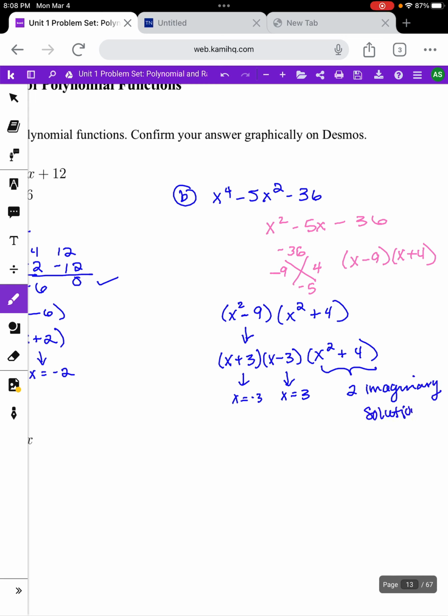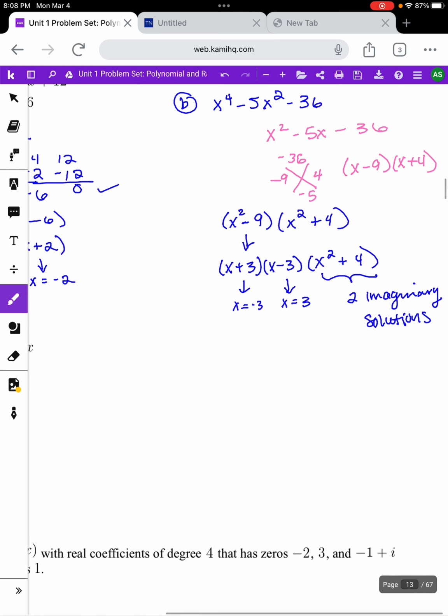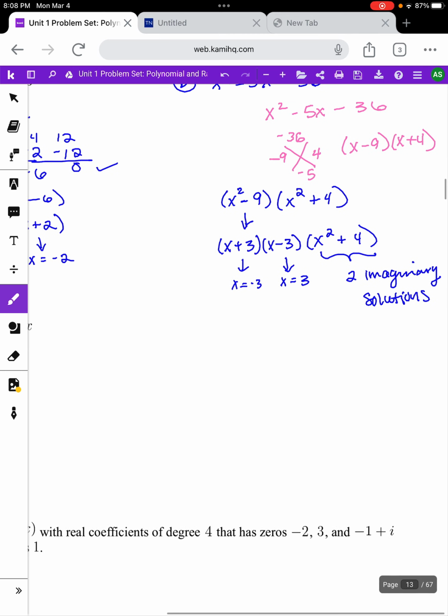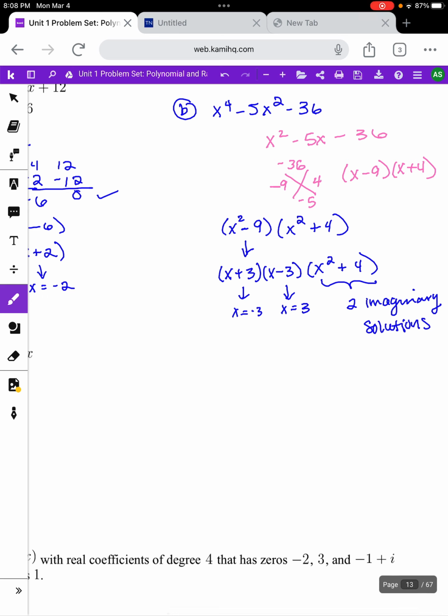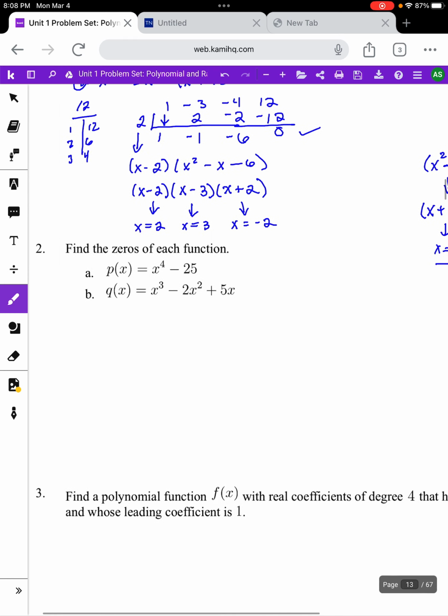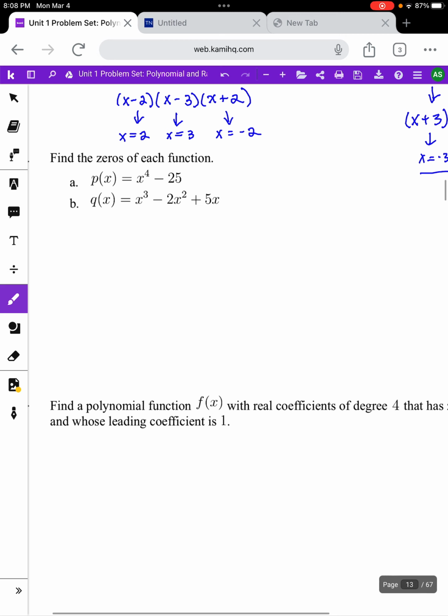And those are not real zeros, so we're not going to see them on our function. Okay, so our zeros for this function are negative 3 and 3. And then I'm going to have two imaginary solutions. So you would check this on the calculator the exact same way, plug in the equation, and then use the trace button.